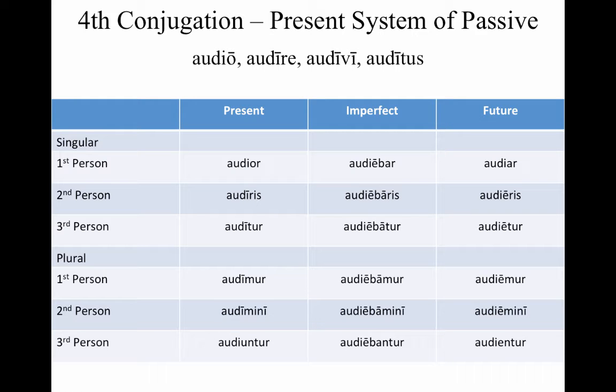So look over these forms, look at some charts, start memorizing your endings, but this should be an easy transition once you already know the first and second conjugation. Again, especially because the perfect system of both the active and passive, which isn't in this video, has the same exact endings. So you don't have to memorize any new endings for the perfect system, only the present system.